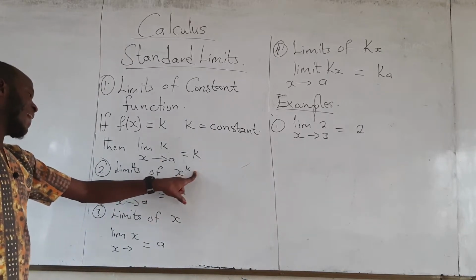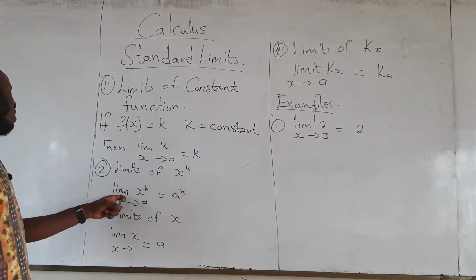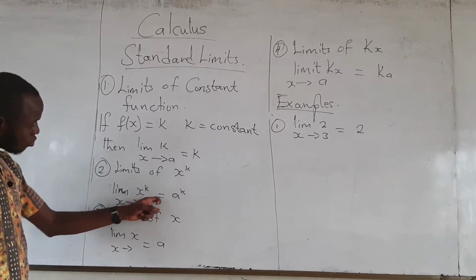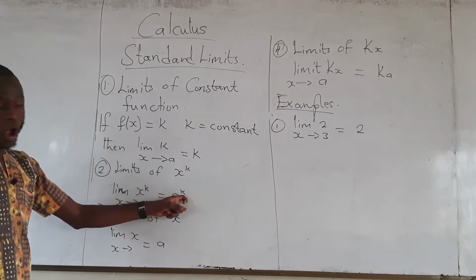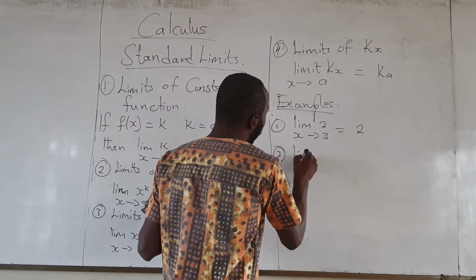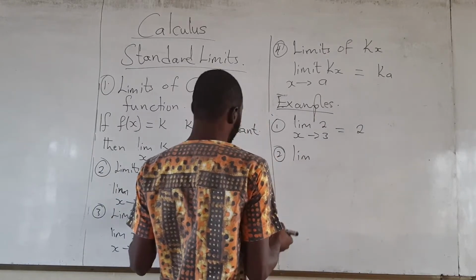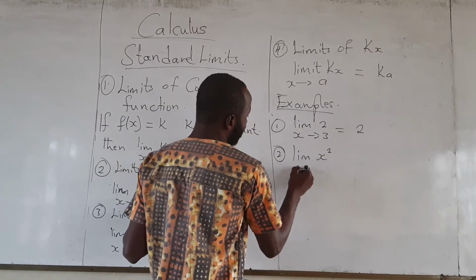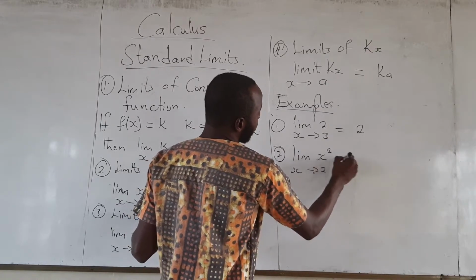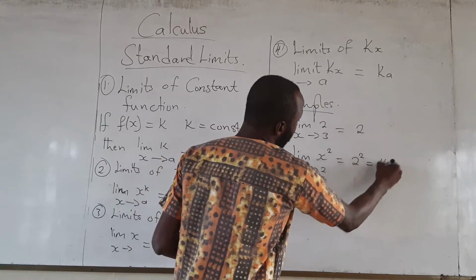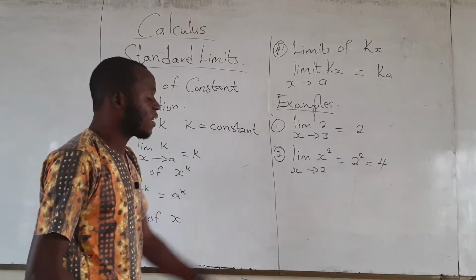Now the second one says the limit of x to the power k. If you have the limit of x to the power k as x approaches a certain value a, then you have that value to the power k. For example, the limit of x to the power 2 as x approaches 2. The answer will be 2 to the power 2, which gives you 4.